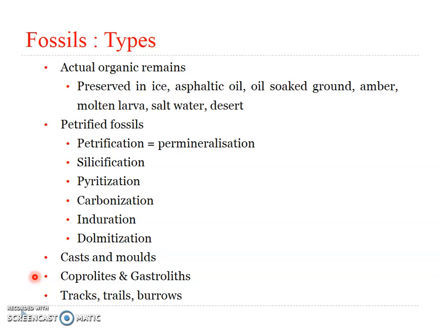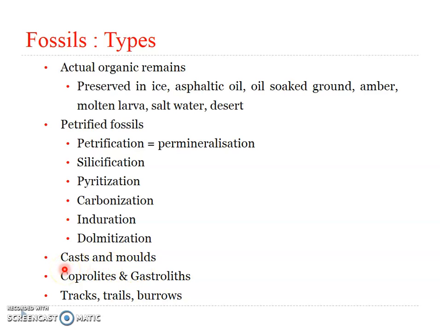So welcome back to the session on fossils and fossil dating. Here we were discussing different types of fossils, and we almost completed casts and molds. We saw that there are three types of fossils: the actual organic remains, that is the complete body or parts of the body; then petrified fossils, wherein the different parts of the body get replaced by different types of minerals step by step; and then casts and molds. So we were discussing casts and molds.